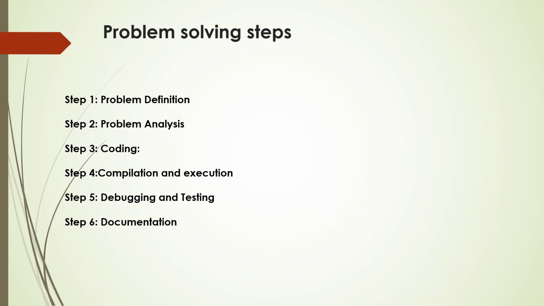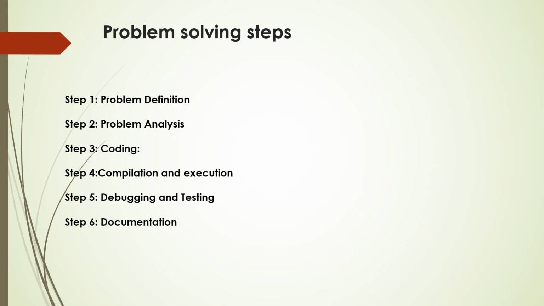The fifth step is debugging and testing. A written program may have errors. Some errors can be detected by the language compiler and some errors cannot be identified by the compiler and occur during the program run. So testing is the process of checking the program for its correct functionality by executing the program with some input data set and observing the output of the program.